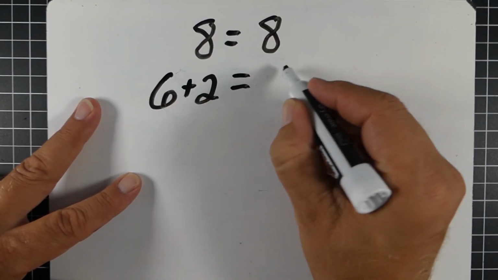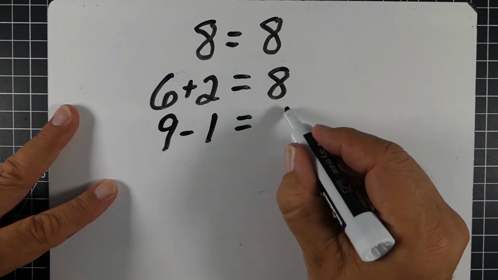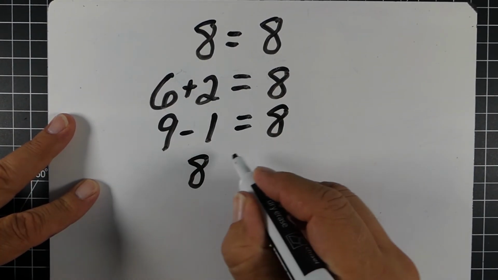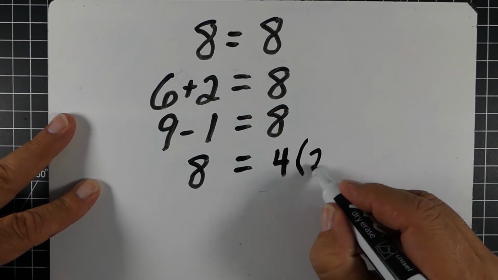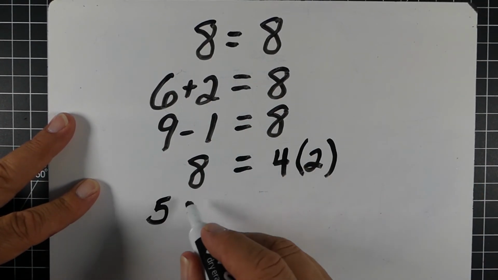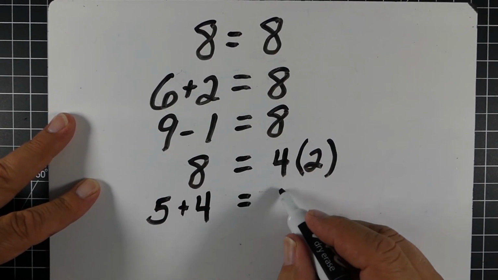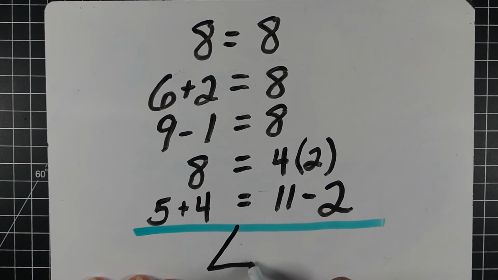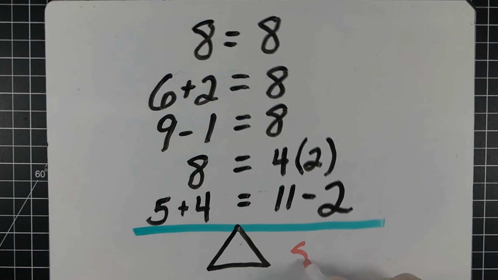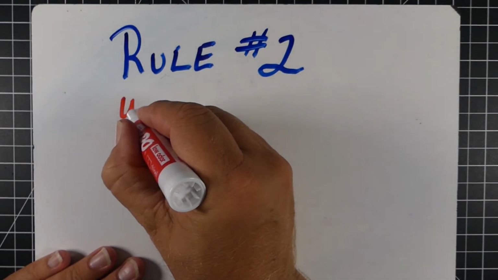So the following are some examples of when stuff on the left side equals stuff on the right. For example, 6 plus 2 would equal 8. 9 minus 1 equals 8. You can have the 8 on the left side and have it be 4 times 2. You can even have two problems that are totally different, like 5 plus 4, and that would equal 11 minus 2, for example. Now, if we use our little scale here, whatever's on the right side equals whatever's on the left.